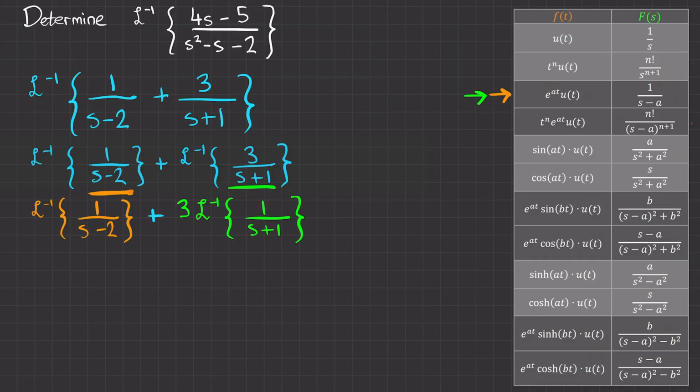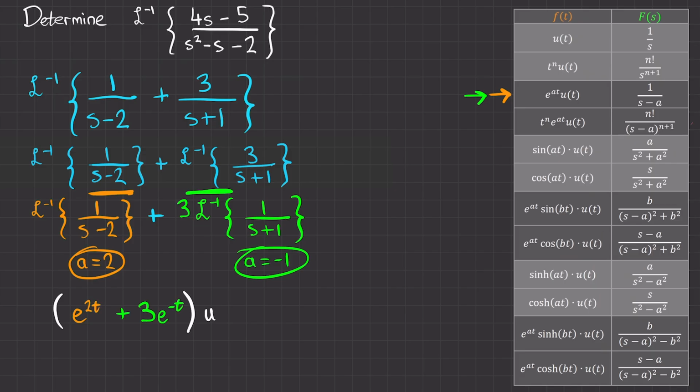The orange part has an a value of positive 2, as the f of s value is the negative of the f of t value, and the green part has an a value of negative 1. Substituting this all in, we'll have an answer of e to the 2t plus 3e to the negative t, all multiplied by the unit step function.